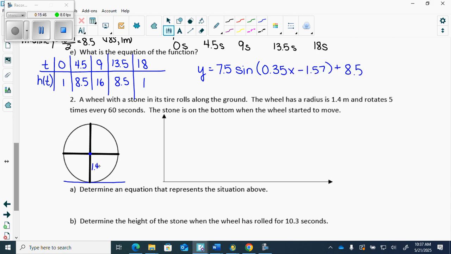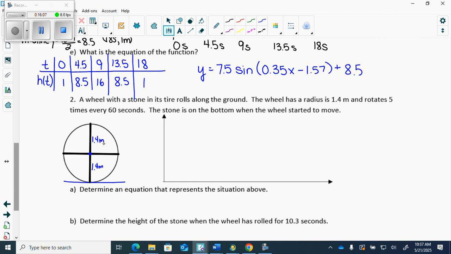So this is 1.4 meters. This is 1.4 meters, right? Which is actually the amplitude. And indirectly in this question, it's actually the midline as well, because the wheel started on the ground, correct? So 0 plus the radius gets me to the midline. So if you start on the ground, your midline and your amplitude are actually the same. Ferris wheels are stopped and they'll start on the ground, so then it's different.